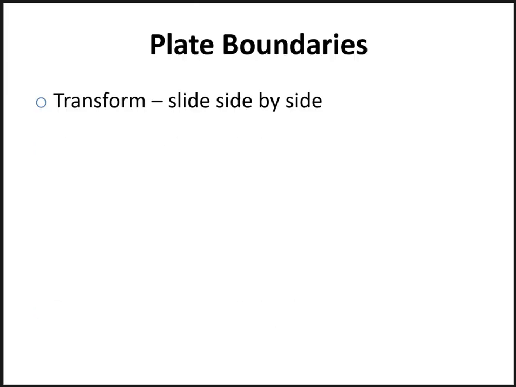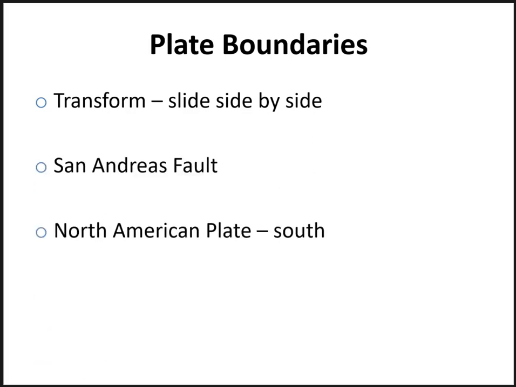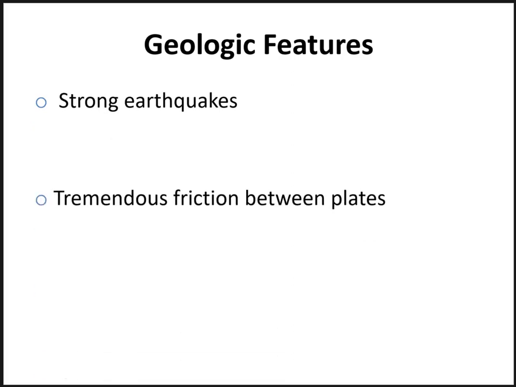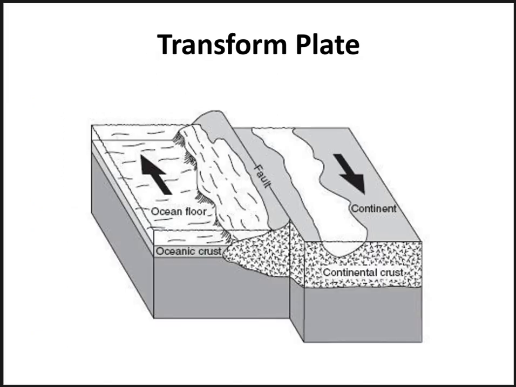A transform plate boundary means that the two plates slide side by side next to each other in opposite directions. The San Andreas Fault is the boundary between the North American plate traveling south and the Pacific plate traveling north. The geological features associated with transform boundaries: you tend to get extremely strong earthquakes because there's tremendous friction between the two plates grinding against each other, traveling in these opposite directions.